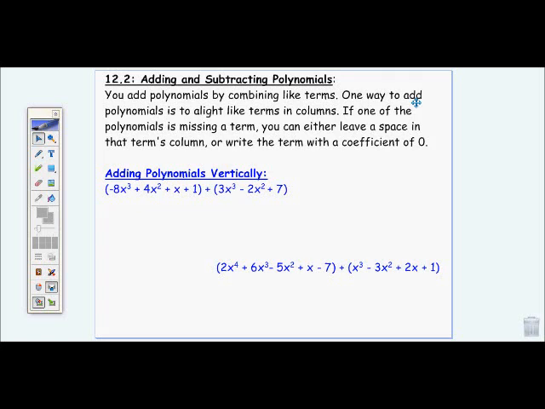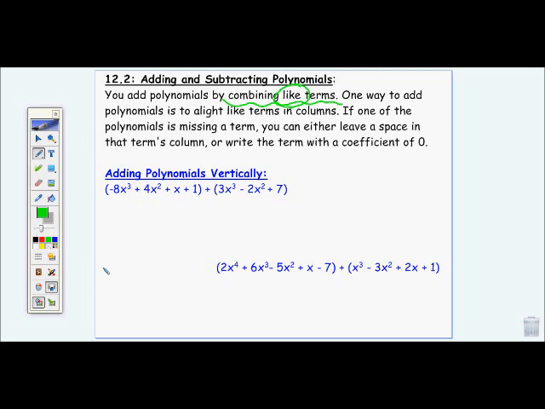Now that we've talked about polynomials, we will talk about, in 12.2, how to add and subtract the polynomials. The main thing to remember when you are adding and subtracting is you have to look for like terms. Remember that talks about the exponent as well. You can only combine things when they are alike.